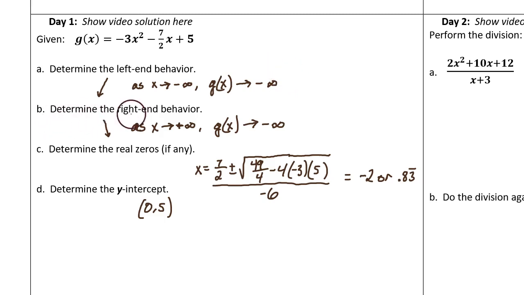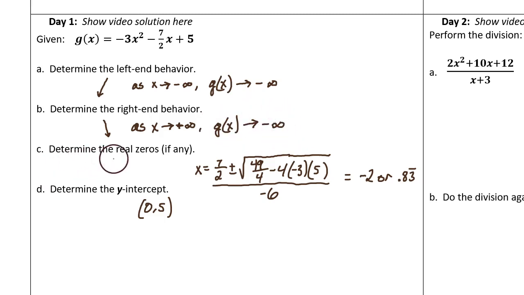Question B, determine the right end. Well, if you envision that it's an upside down parabola, then the right branch looks like this. Now, how can you show that in symbols? As x approaches positive infinity, that means as you're going to the right forever, g of x approaches negative infinity. This means the function is going downwards.